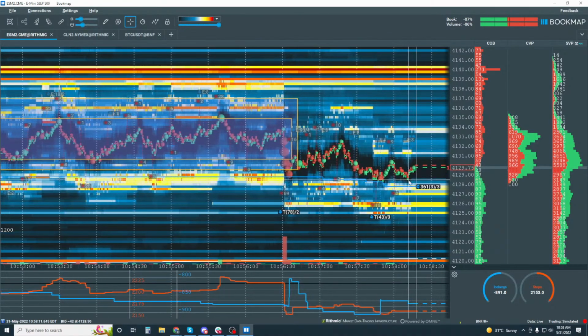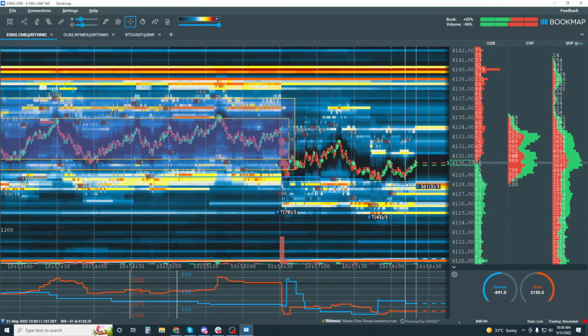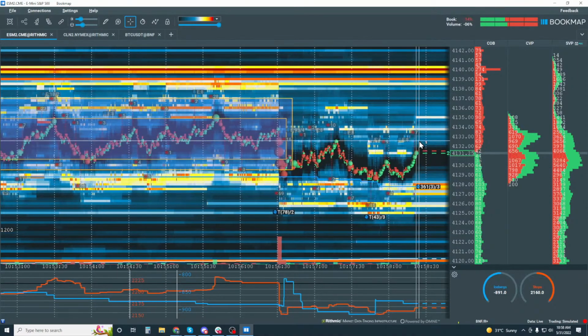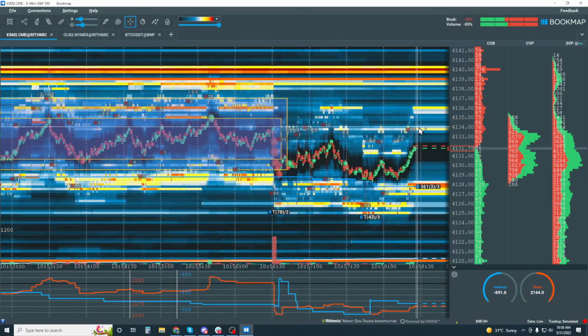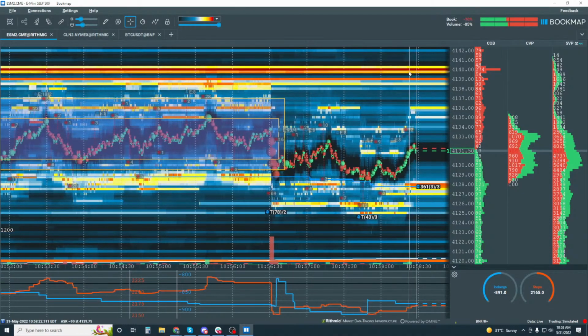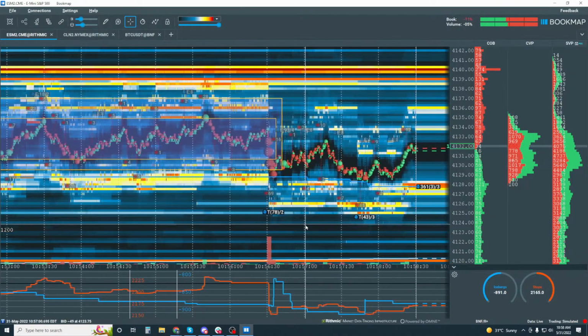Okay, here we retested it again, and there's no selling down here. Okay, we're looking for buyers to come back in and try to take it back up to here, 33 or 34. Maybe they can even get to 39 and 40 now.